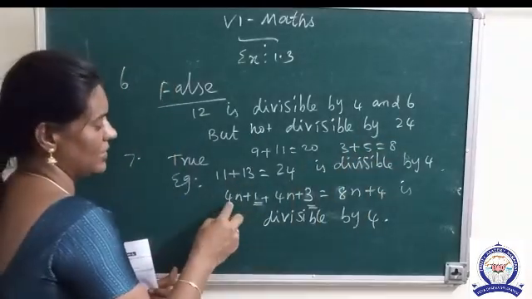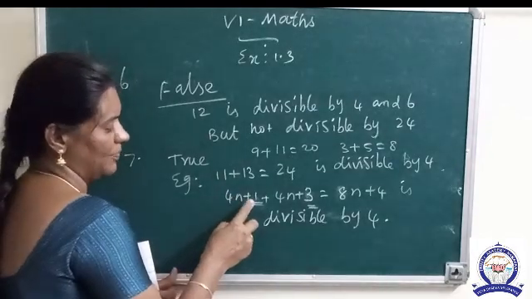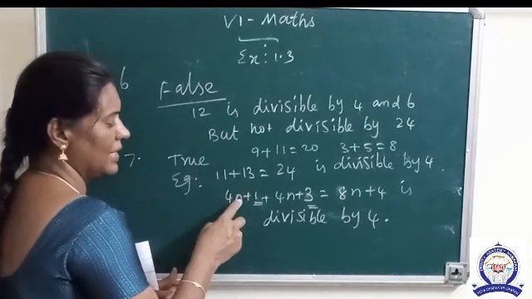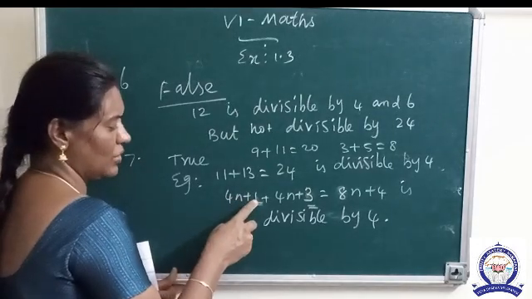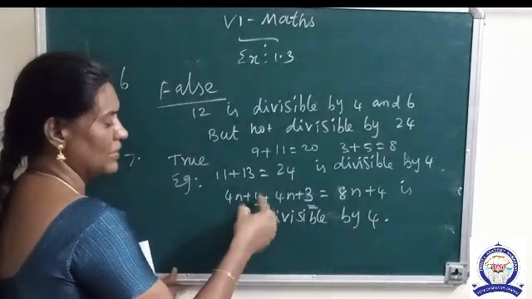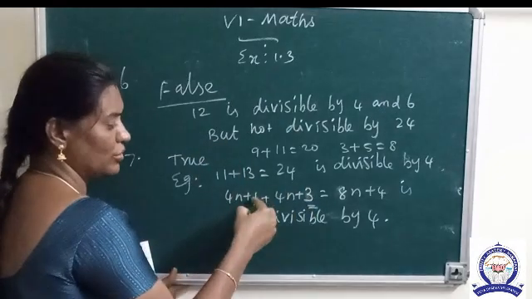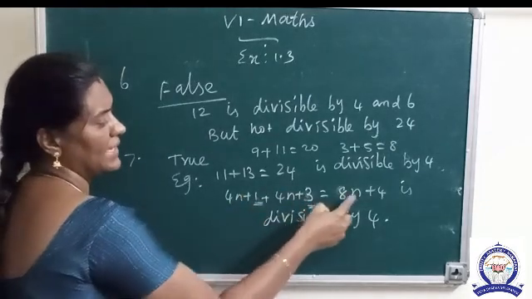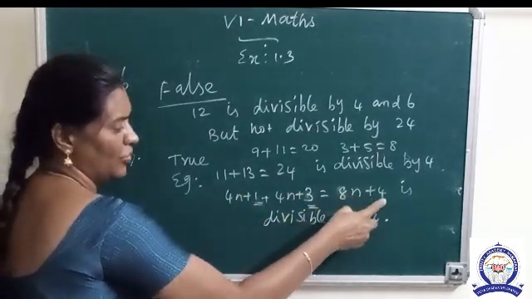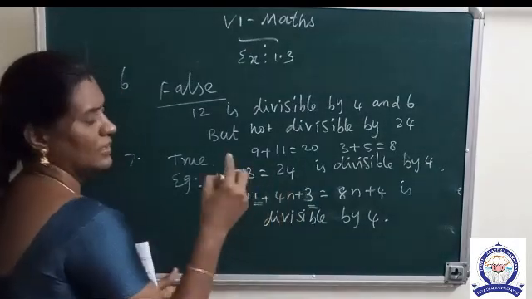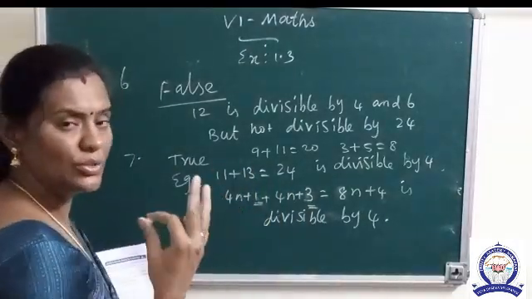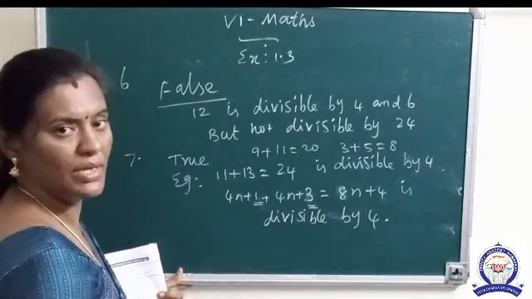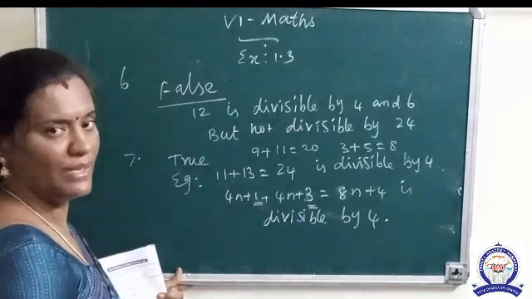The general form is 4n plus 1. That is an odd number, since the multiple of 4, 4n, is an even number, and plus 1 makes 4n plus 1 an odd number. For the next odd number, you should not add 3 to 1, you have to add 2 to 1 to get the next odd number. That is 4n plus 3. If we add these two, we get 8n plus 4. It is a multiple of 4. So if we take any two consecutive odd numbers, the sum of the two odd numbers is always divisible by 4.